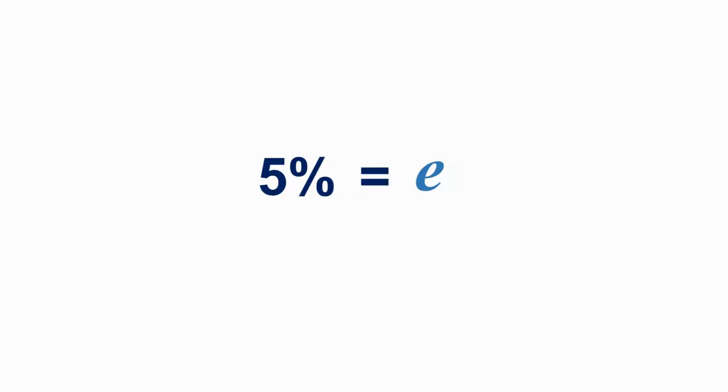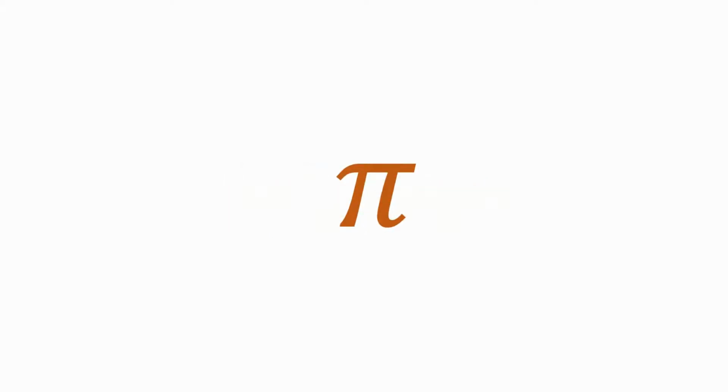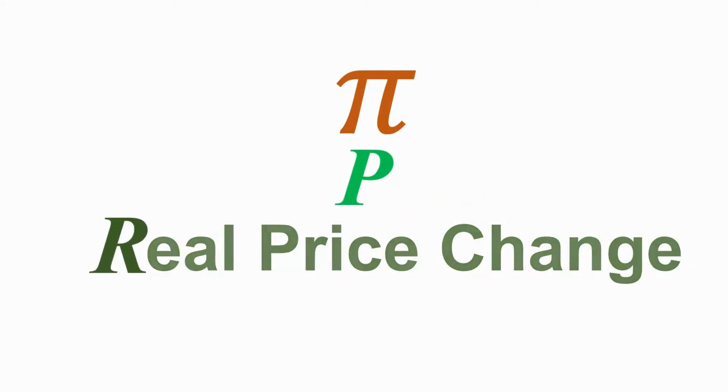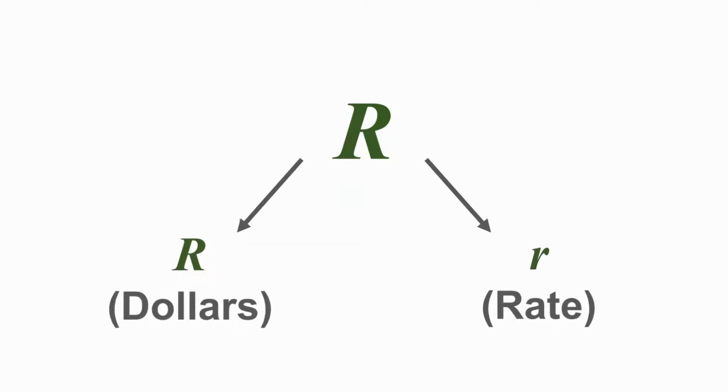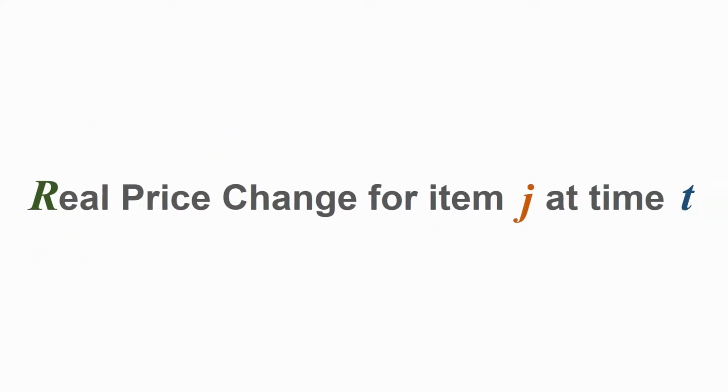In addition to escalation, we use symbols to represent other terms in our calculation. For inflation, we use the symbol pi. For price, we use the uppercase letter P, and for real price change, we use the letter R. However, it's important to note that real price change can be expressed in two different ways. An uppercase R represents real price change in dollar terms, and a lowercase r represents real price change as a percentage or rate.